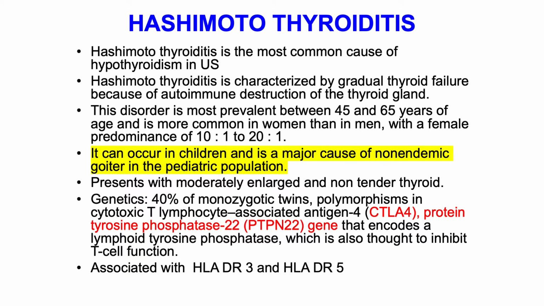Genetics include various genetic mutations like CTLA4 and PTPN22 gene that regulate the cytotoxic T lymphocyte function. It is also associated with HLA-DR3 and HLA-DR5 as well.